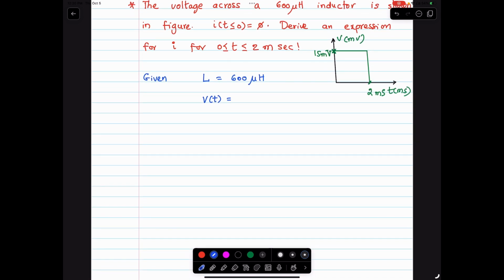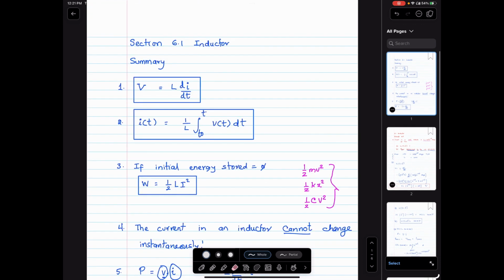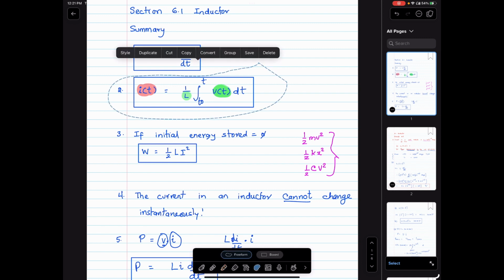It's given as 15 millivolts for 0 less than or equal to t less than or equal to 2 milliseconds. So an expression as a function of time is given. Now we can go back to our formulas and see which one applies. We know the voltage, and we know the inductance value, and we are supposed to find the current. So clearly this formula, i of t equals 1 over L integral from t naught to t of v of t dt, is going to apply.